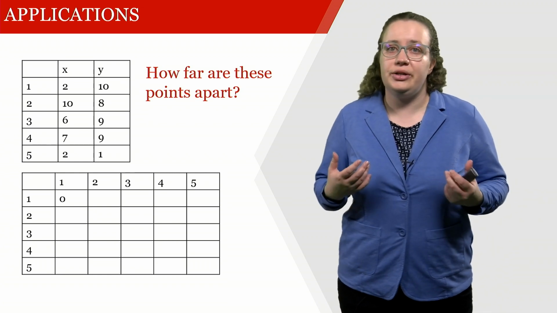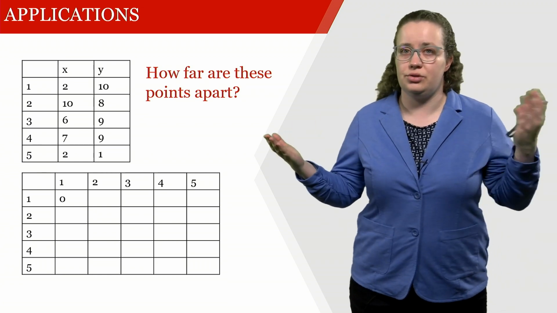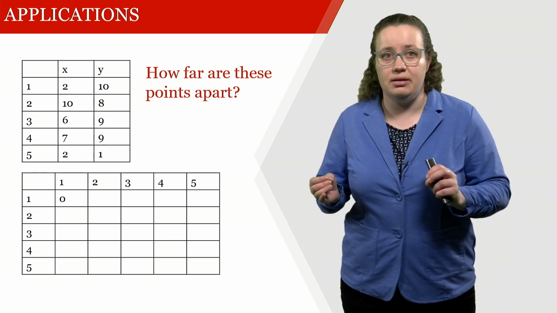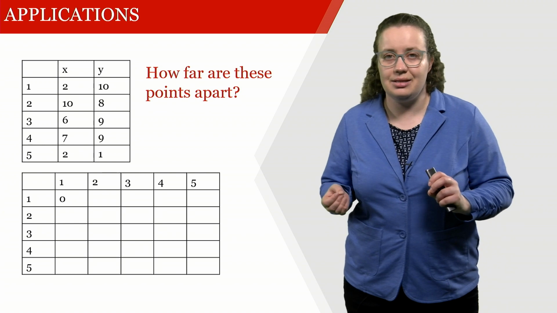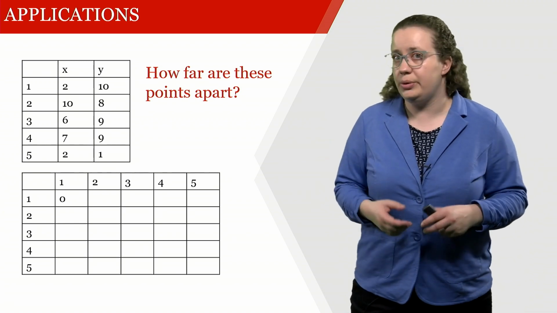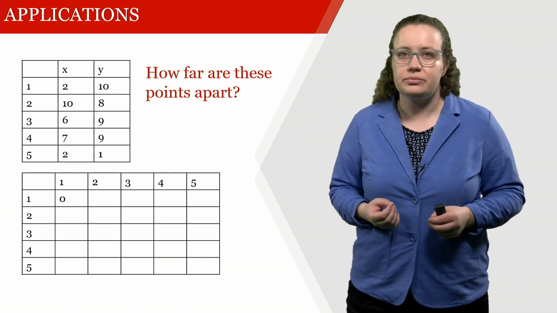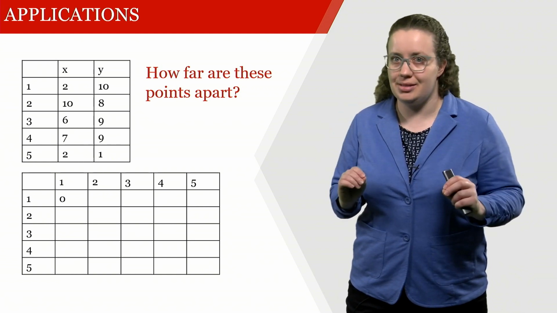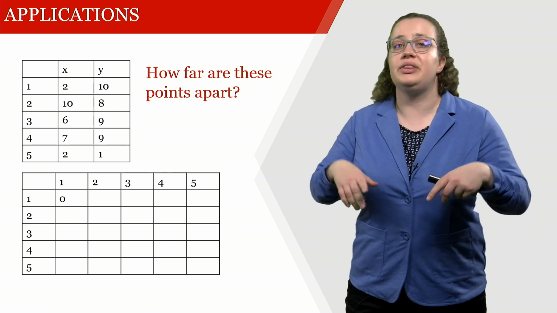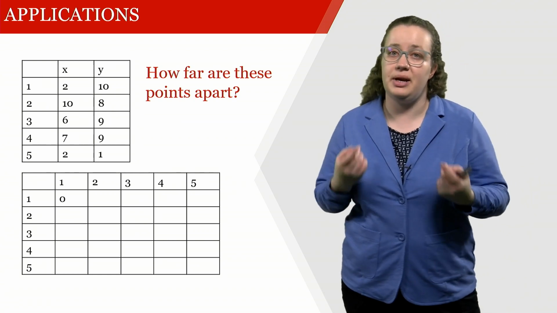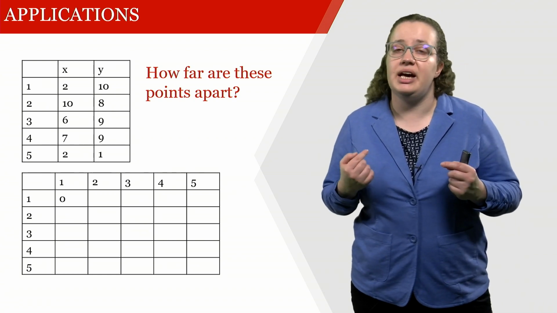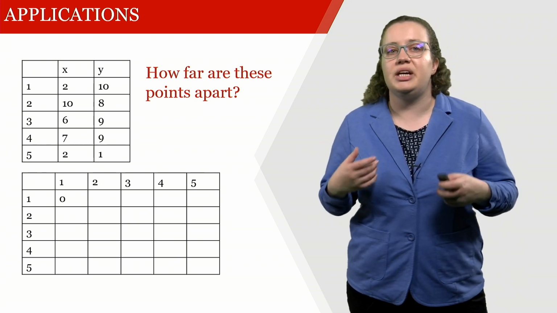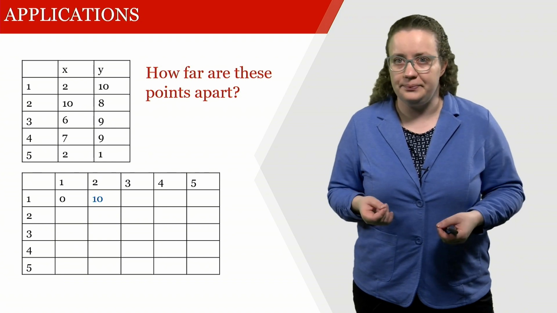Now let's say we're looking at the distance from 1 to 2, so from (2, 10) to (10, 8), and we would like to know the distance according to the Manhattan distance. What we have to do is go for 2 minus 10, which is minus 8. We then take the absolute value, which gives us plus 8, and to that we add the difference between 10 and 8, which is 2. So we get a total distance of 10.